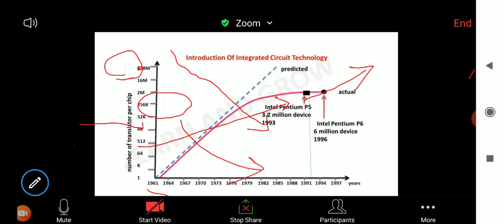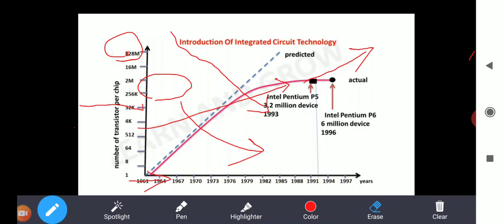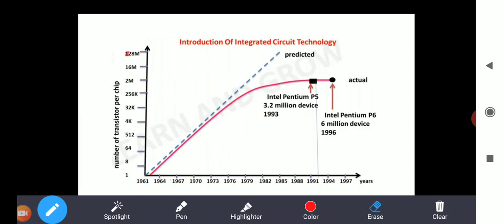Here also, if you see, the number of transistors per chip is increasing. And here, microprocessor Intel Pentium P5, 3.2 million devices in 93, and in 96 the P6, Pentium P6 processors. Like this, the technology is increasing because of IC technology.